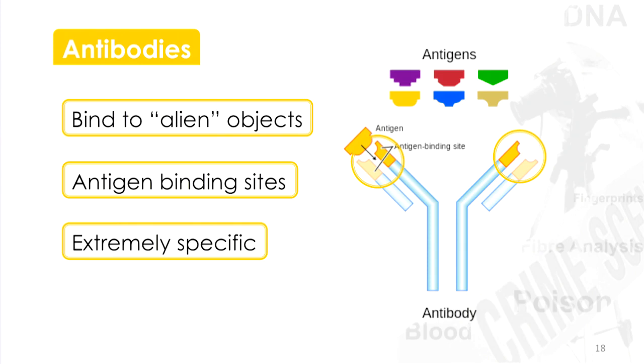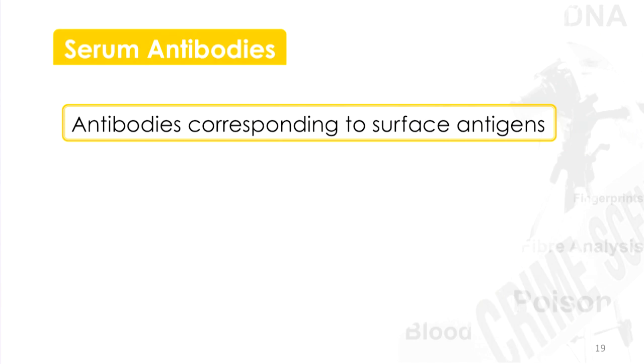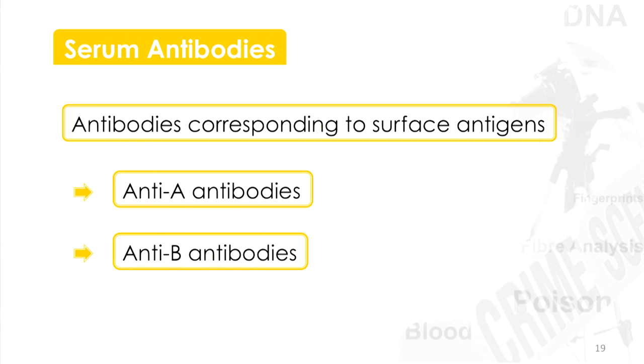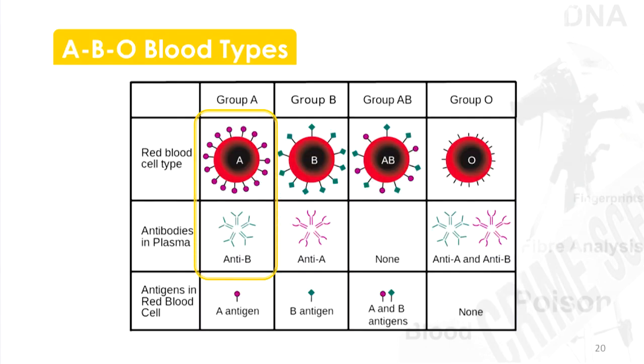So the blood serum can contain antibodies that correspond to the surface antigens of the red blood cells. So there's the anti-A antibodies and the anti-B antibodies. So if you're blood type A, then your blood will contain the anti-B antibodies. Because if you're type A, then the B antigens would be alien to your blood. If you're type B, then of course you'll contain the anti-A antibodies, because A would be alien. So you have the antibodies which are the opposite to your blood type.